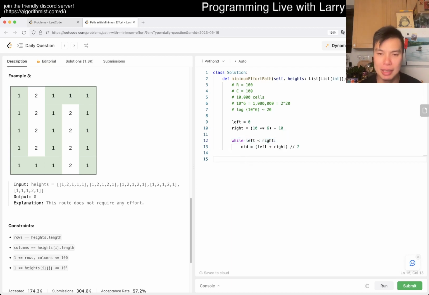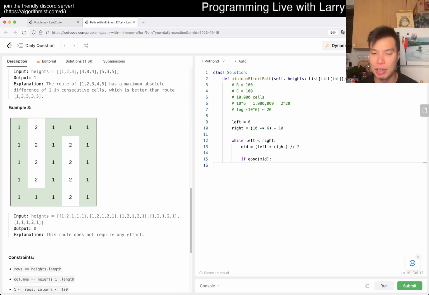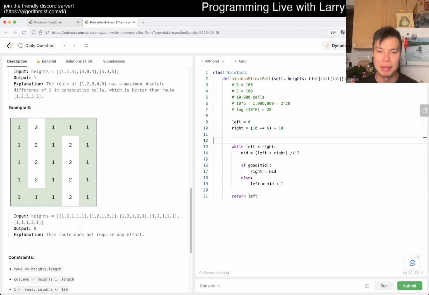So yeah, and then mid, and then if good of mid, then what do we do? Well, if this is a good answer, that means that we're going to try to go a little bit smaller. And since by definition, if the answer is good, then it is inside the range, so right is equal to mid, else left is equal to mid plus 1, right? And that's basically the idea. And at the end, left is going to be equal to right, so it doesn't really matter what you return. But of course, now we have to write the method good, right?